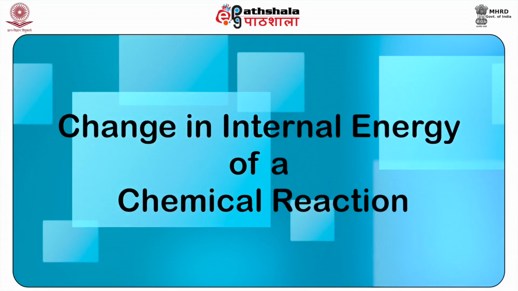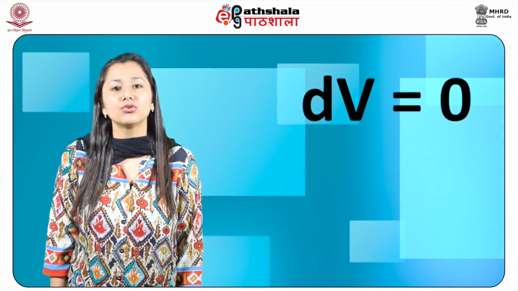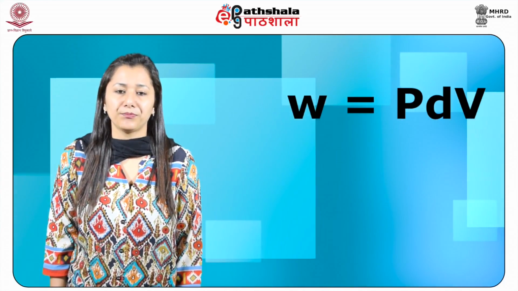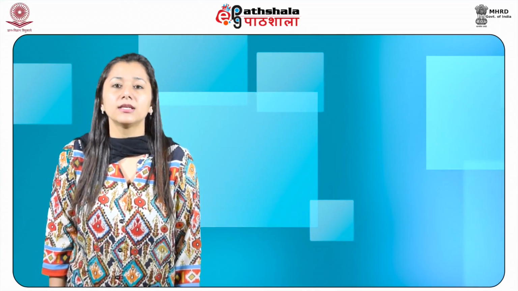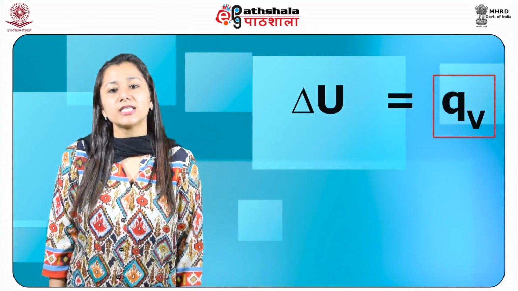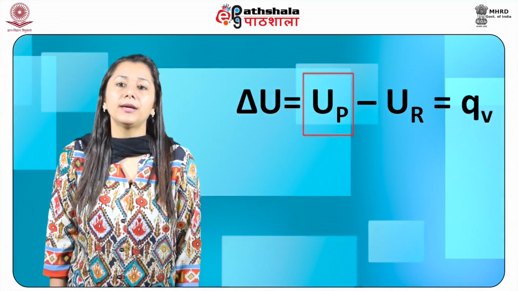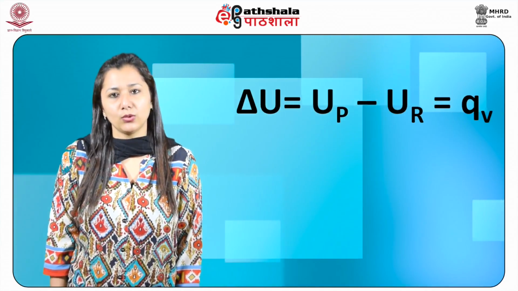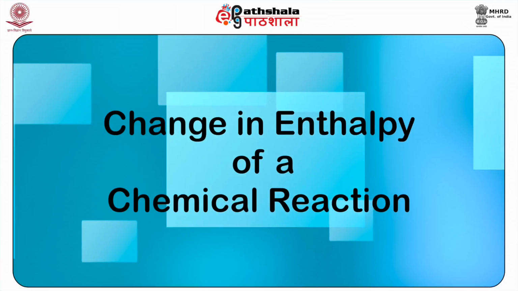First, we shall see the change in internal energy of a chemical reaction. Consider a chemical reaction during which the temperature and volume are kept constant. That is, dV is equal to zero. Thus, work done W is equal to zero as W equals P dV. Therefore, the equation of the first law, that is delta U equals Q plus W, becomes delta U equals QV. QV stands for the heat exchanged at constant volume. Let UR be the internal energy of the reactants and UP be the internal energy of the products. Thus, the change in internal energy will be given by the equation delta U equals UP minus UR, which is equal to QV.